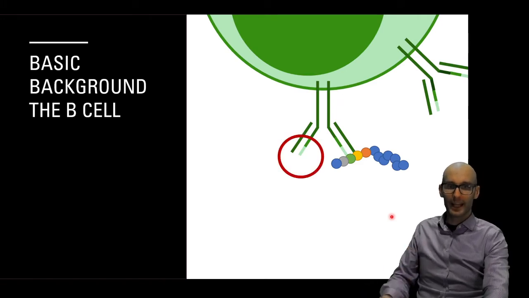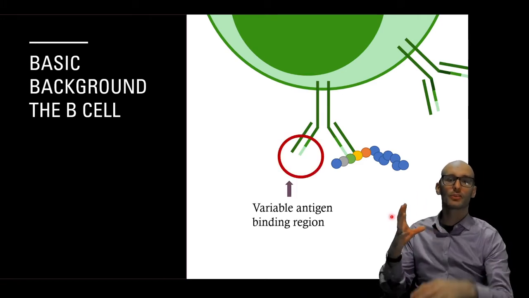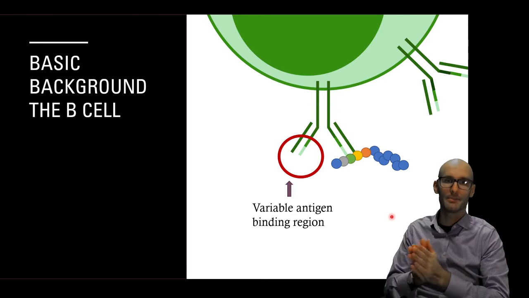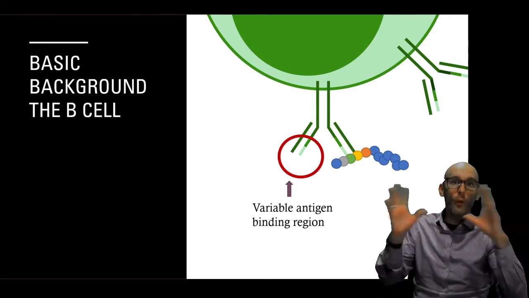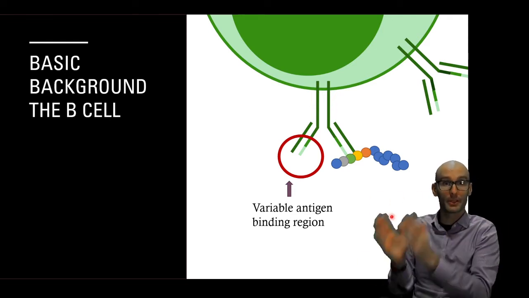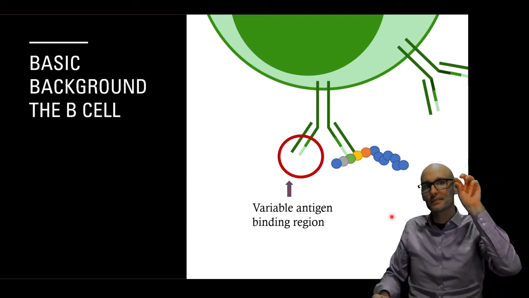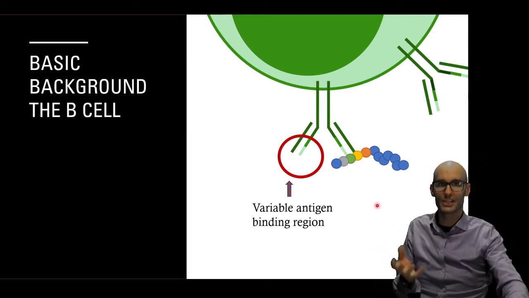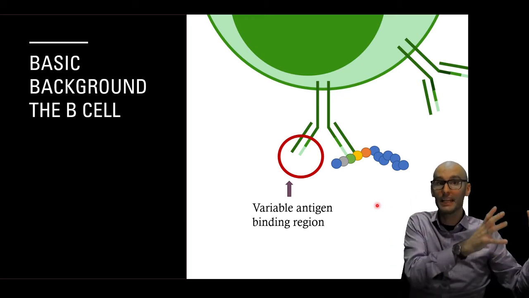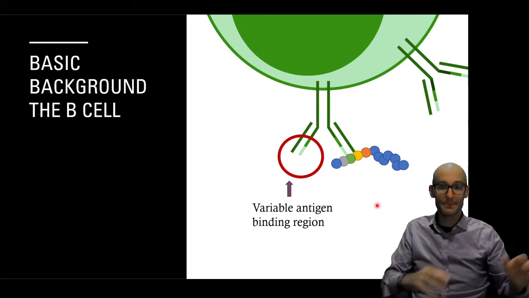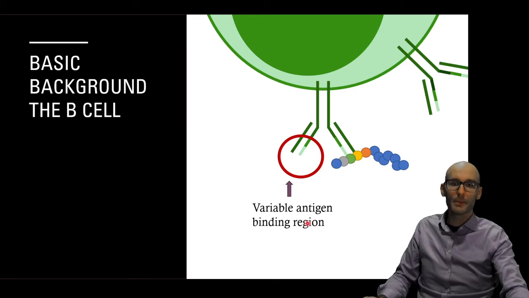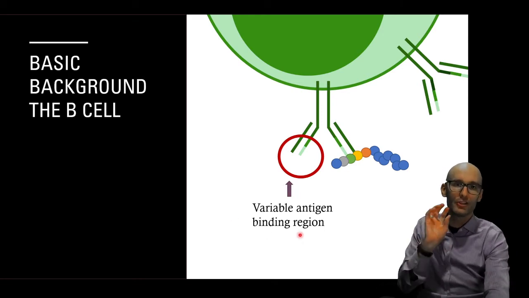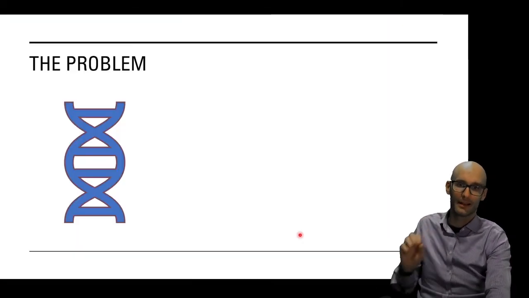Now, if we zoom right in here, we can see that it's bound to what's called the variable region of the antibody. And that's because the whole antibody isn't completely different between each B cell. It's just a variable region, which is the antigen binding region, which differs between each B cell and each antibody. So the variable antigen binding region is unique to each B cell.